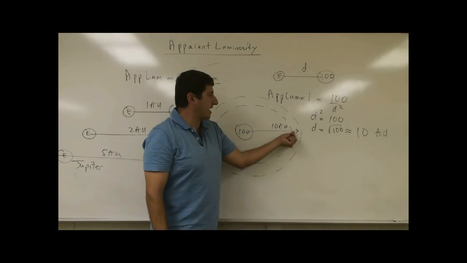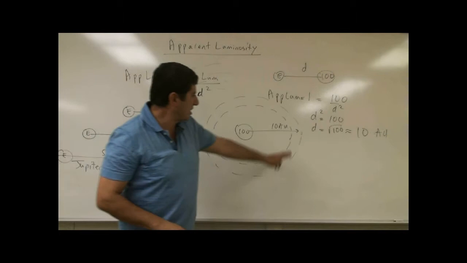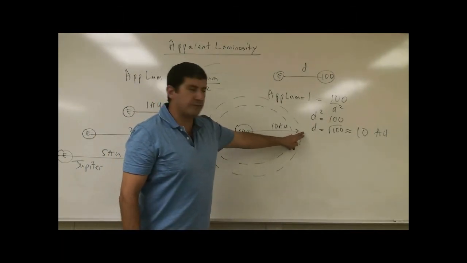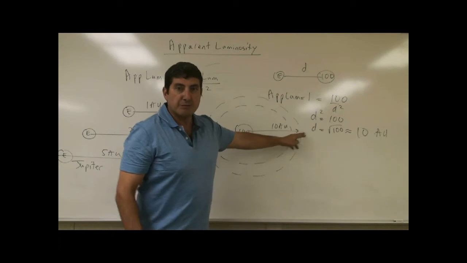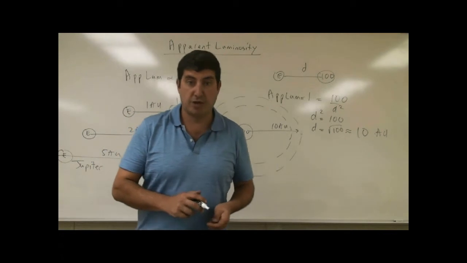Maybe we could be at 9 AU all the way to 11 AU. There's possibly a range. We can come in a little bit closer, and the temperatures will be hotter. We'll go a little bit farther, and the temperatures will be colder. But you can't go too far or too close, because then you will not be in the habitable zone.